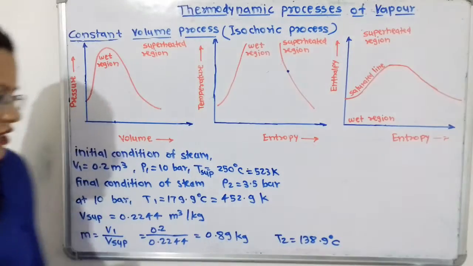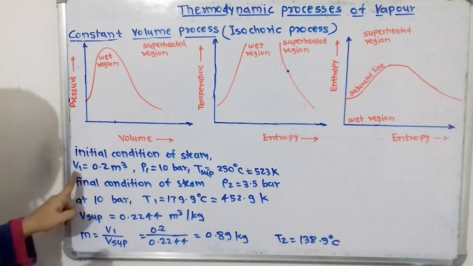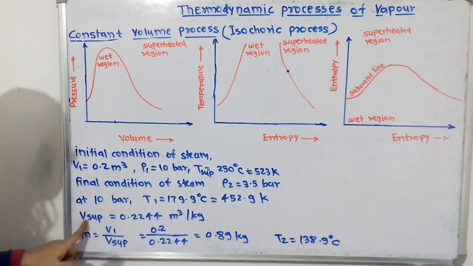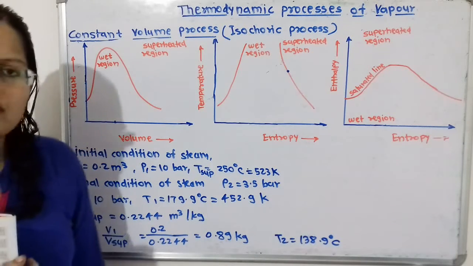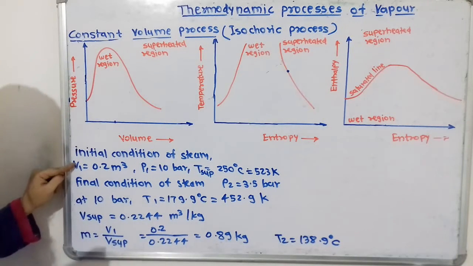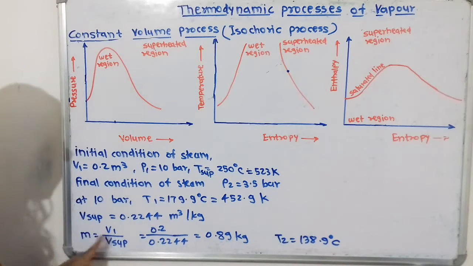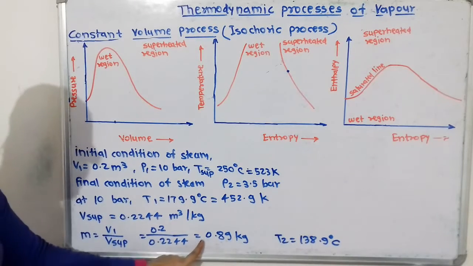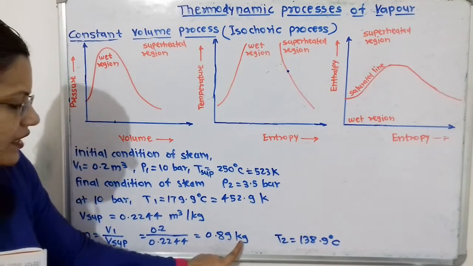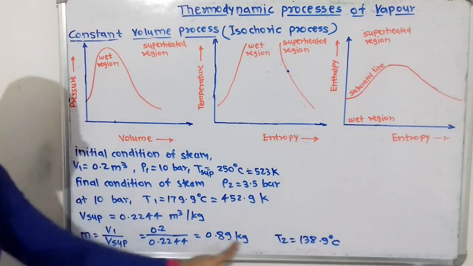We have to take the ratio. So this is the total volume that is given, and this is the specific volume for superheated steam. If we take the ratio V1 by V superheated, then we will get the mass of steam. So m is equal to 0.2 divided by 0.2244, which is equal to 0.89 kilogram. So this is the mass.